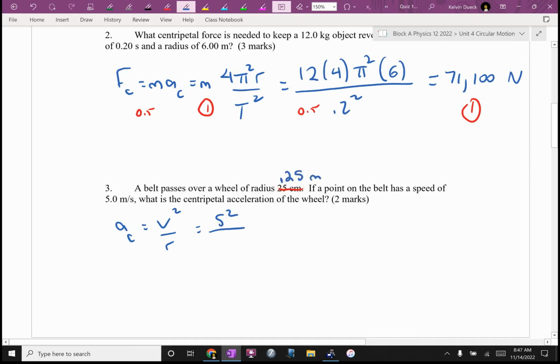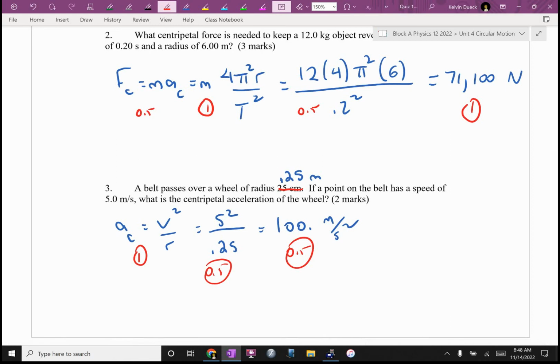0.25 meters. You caught that, right? So it's going to be 5 squared all over 0.25. Is it 100 even? One mark, half mark, half mark. If you forgot to convert the centimeters to meters, you would have got 1 as an answer. I would give you 1 out of 2 and say, please watch your units.